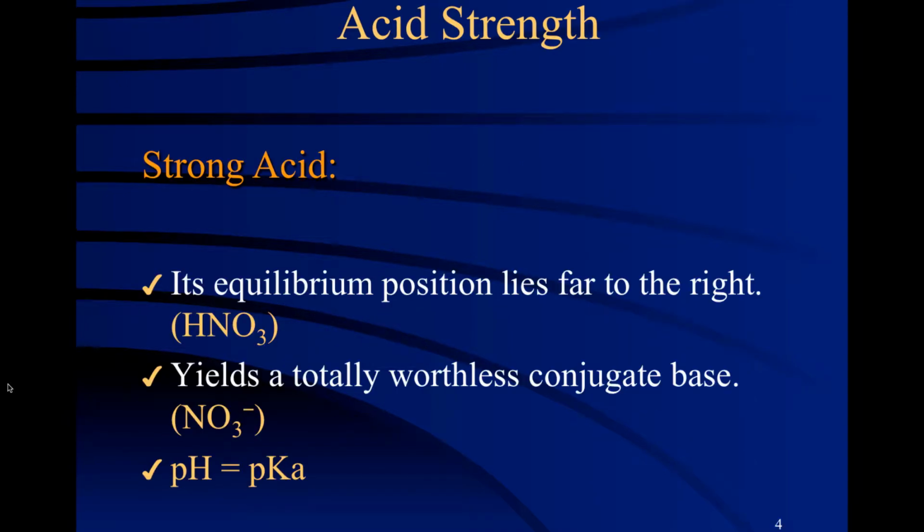In pre-AP Chem, we never got real strong into what's a strong acid and what's a weak acid, except to say that strong acids are strong electrolytes. They give off lots and lots of ions. So you just need to know a couple facts about strong acids, and they're here. And the most important one down there is pH is equal to pKa.